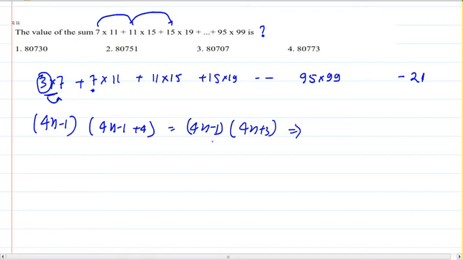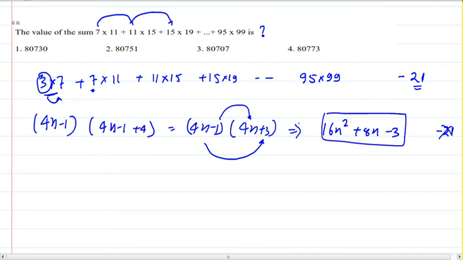If I rearrange that, I will have 16n square. This multiplied here will give me 12n. 12n minus 4n is 8n minus 3. See, this minus 21 I am not touching. I'll bring it back at the end. Forget that part. This is not there. This is my general term Tn for the sequence.